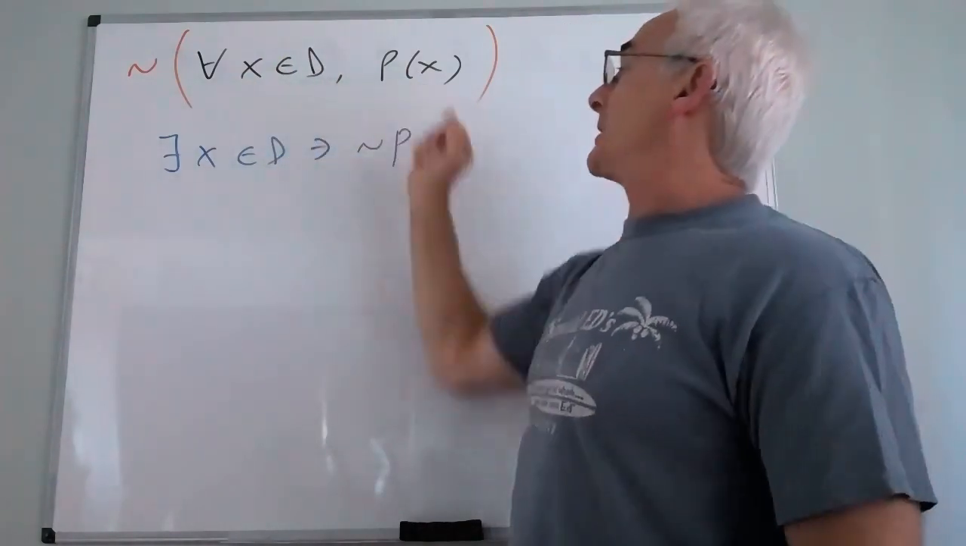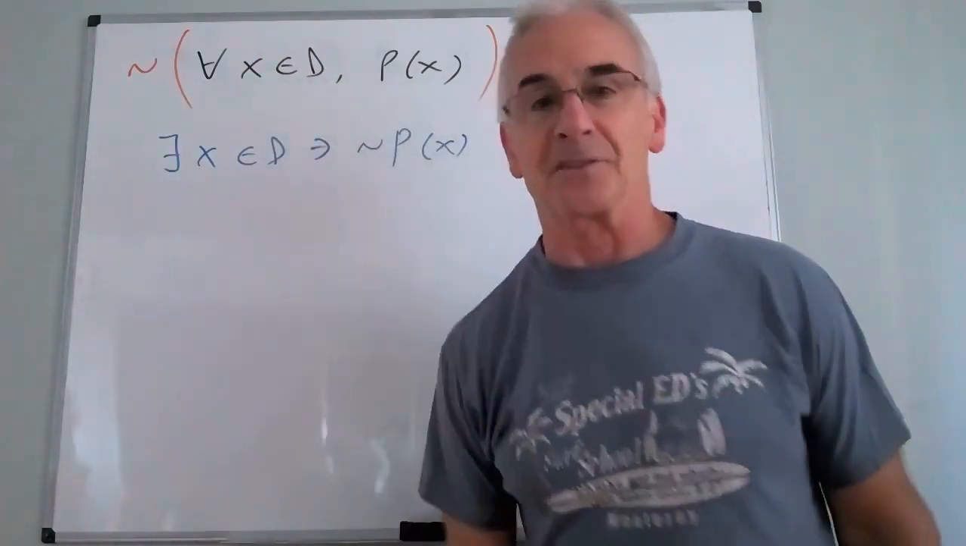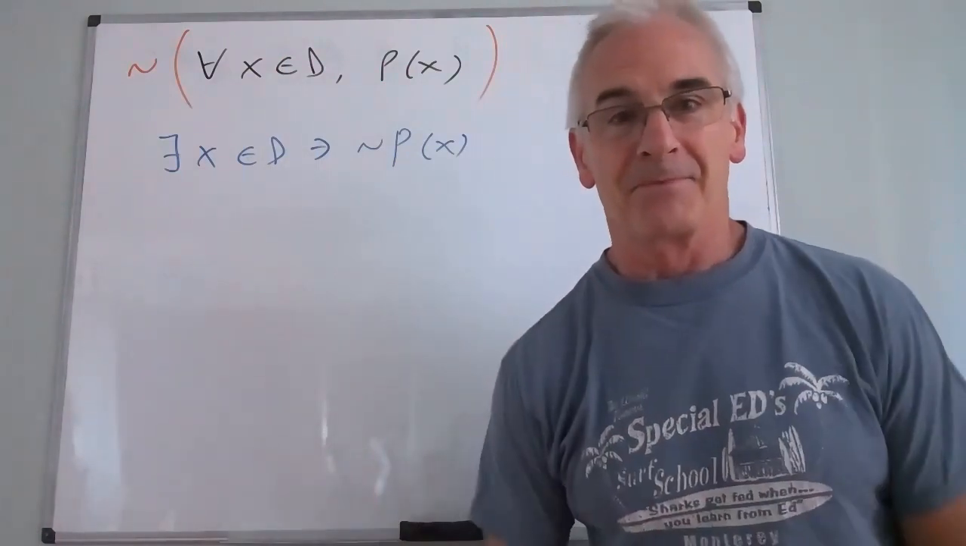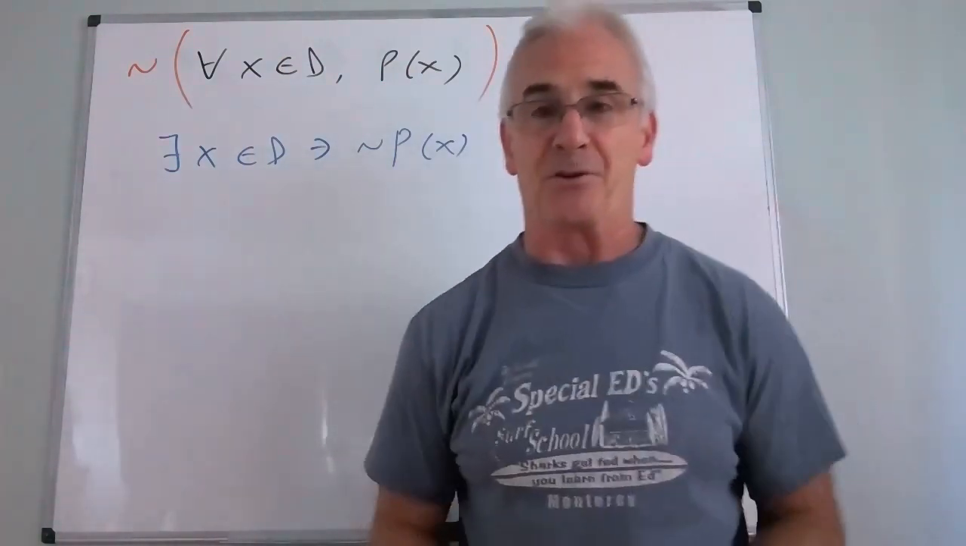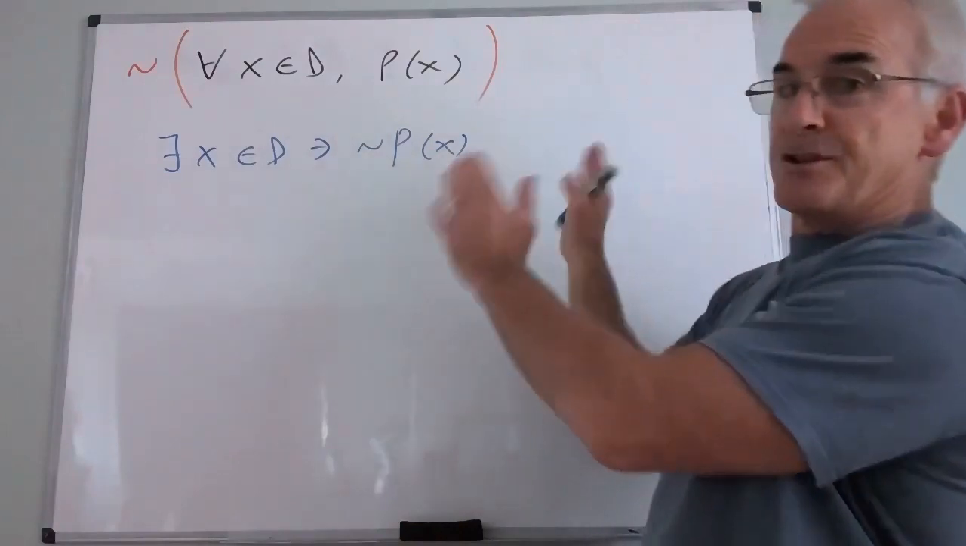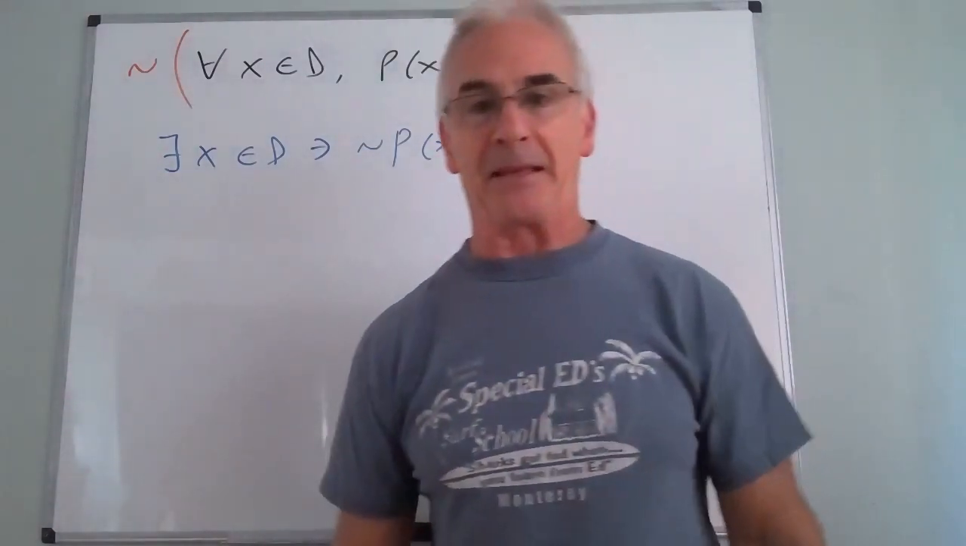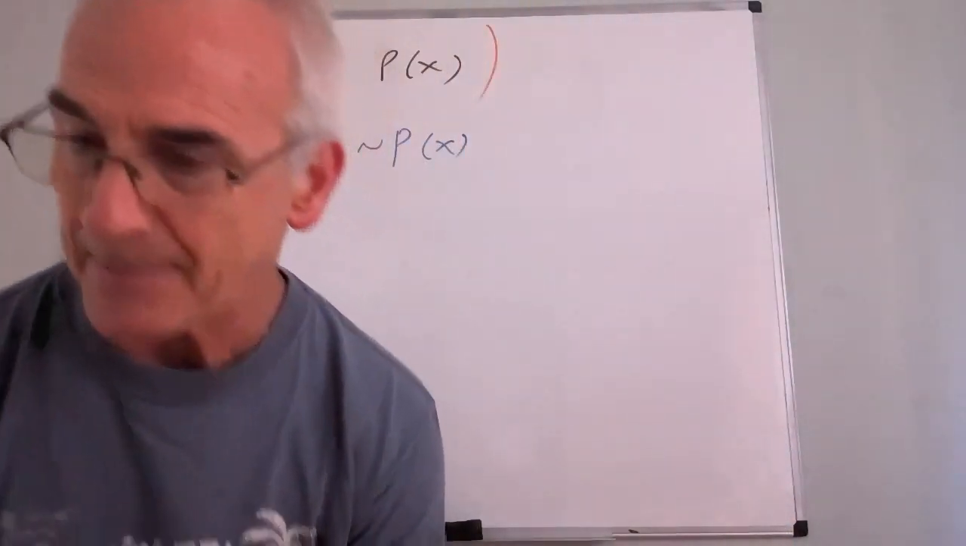Everybody in the class is a hockey fan. There's at least one person in the class that's not a hockey fan. Hopefully that makes perfect sense to you guys. Now I'm giving you the generic so that you can then attack things. So let's do a simple example.